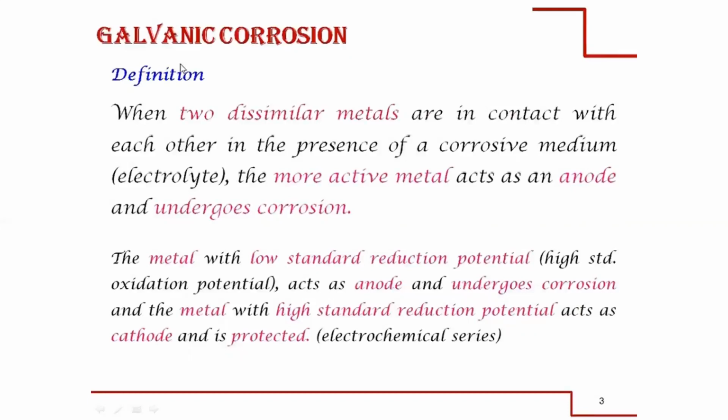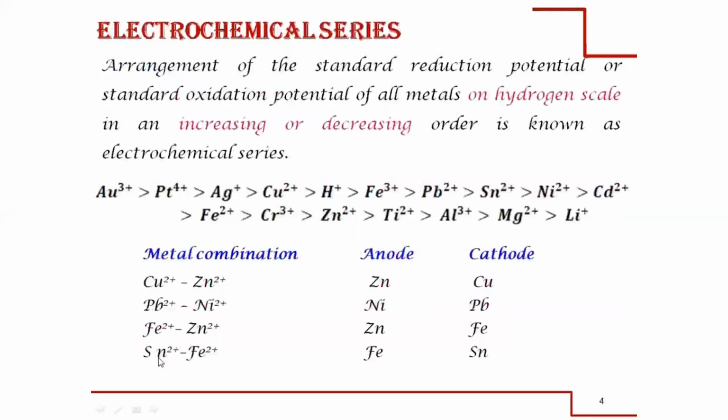Now all of you are familiar with this: when two dissimilar metals are in contact with each other in the presence of a corrosive medium, the more active metal acts as the anode and undergoes corrosion. The thumb rule of galvanic corrosion is that the anodic and cathodic areas are separated based upon the reduction potential of the metals. This can be better understood from the electrochemical series. The metal with lower reduction potential is taken as the anode and undergoes corrosion, whereas the metal with higher reduction potential acts as the cathode and is unaffected.